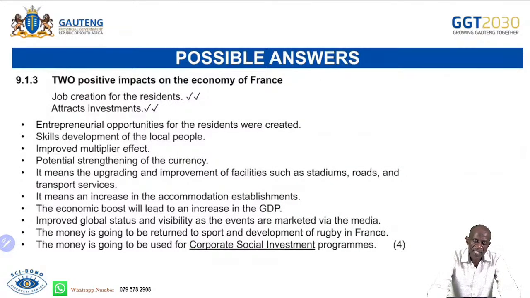Nine point 1.3, where you were required to give the 2 positive impacts and the 2 negative impacts in paragraph form. So make sure you write full sentences. It leads to job creation for the residents. It attracts investment, and other alternatives would be entrepreneurial opportunities for the residents, skill development of local people, improved multiplier effect, potential strengthening of the currency.